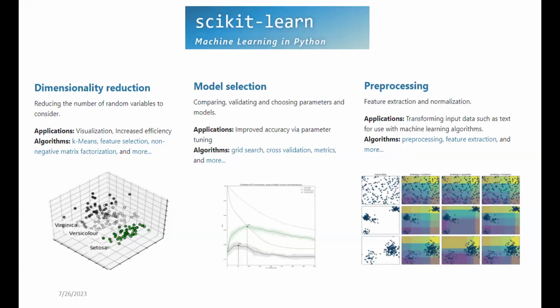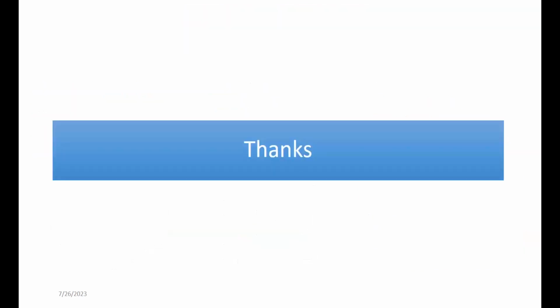Then model selection: grid search, cross validation, and certain metrics you can access in the model selection module. Pre-processing can also be done on this scikit-learn platform. It transforms input data such as text for use with machine learning algorithms. It can be used to normalize or extract certain features from any given data in this pre-processing module.